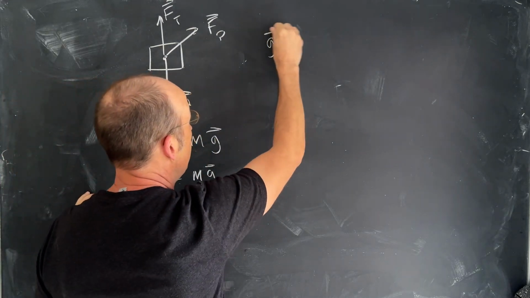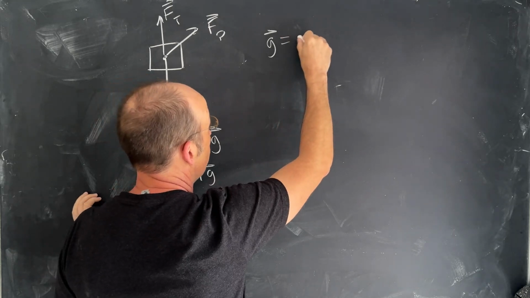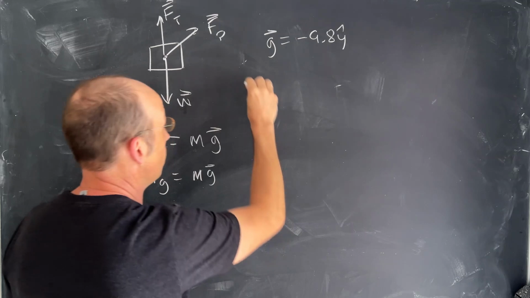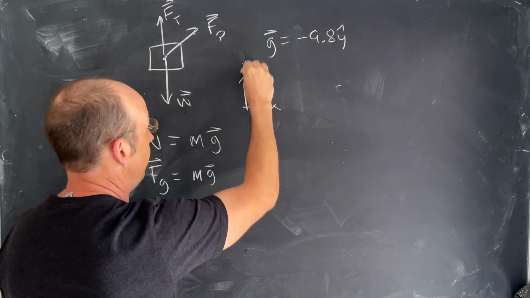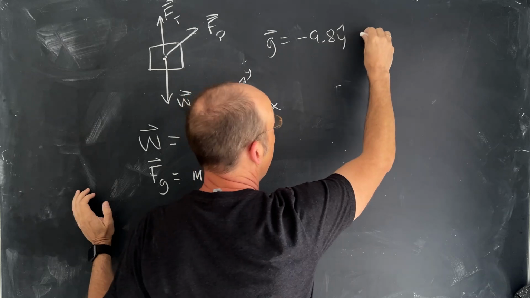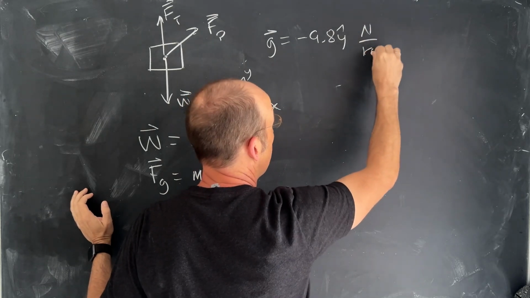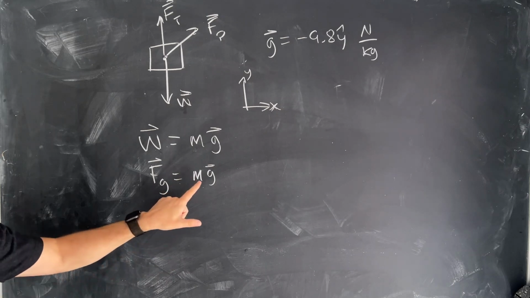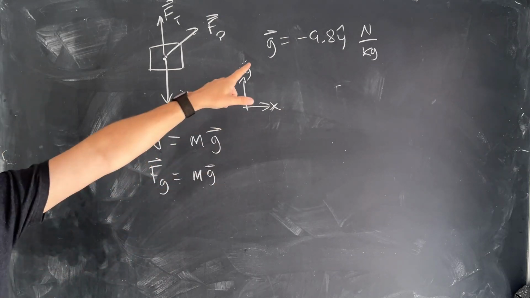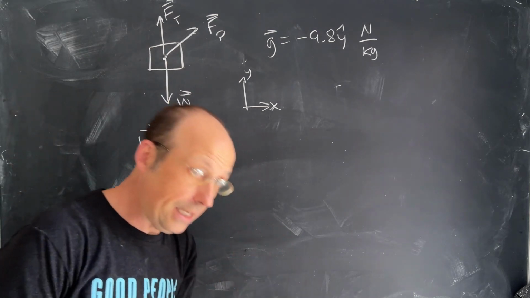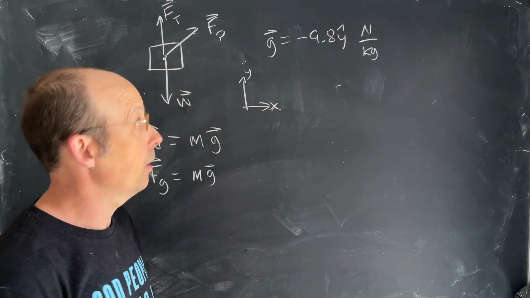Remember that g is a vector equal to negative 9.8 y hat, if I assume this is the y direction, which I don't always have to. If that's the y direction, negative 9.8 y hat, and it would have units of newtons per kilogram. And that is the gravitational field. So if I multiply that by mass, then I'll get units of newtons. And that is the gravitational force. It is indeed an interaction between the object and the Earth.